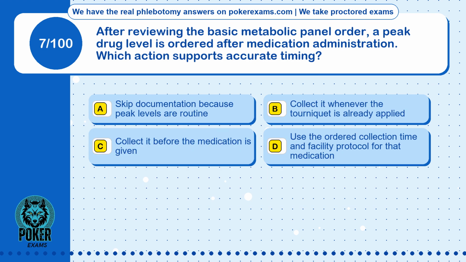Question 7. After reviewing the basic metabolic panel order, a peak drug level is ordered after medication administration. Which action supports accurate timing? Option A. Skip documentation because peak levels are routine. Option B. Collect whenever the tourniquet is already applied. Option C. Collect before the medication is given. Option D. Use the ordered collection time and facility protocol for that medication.